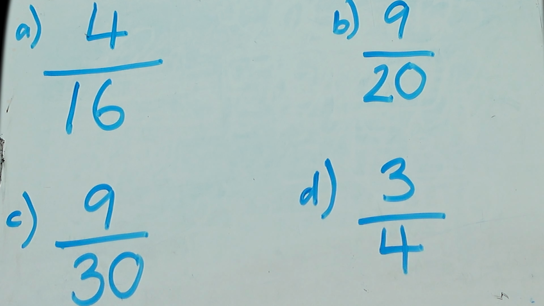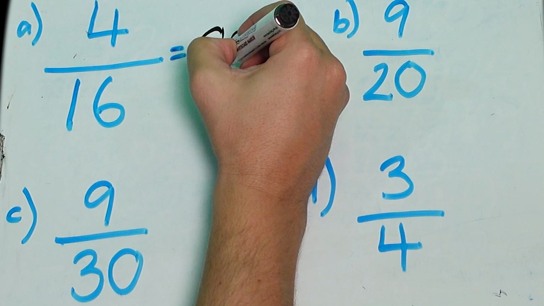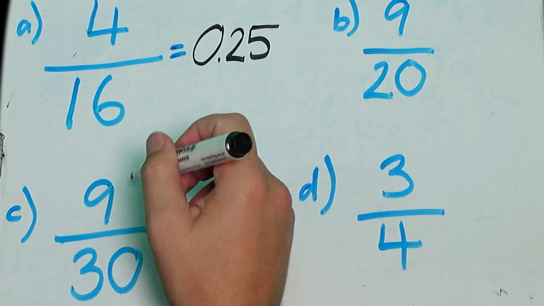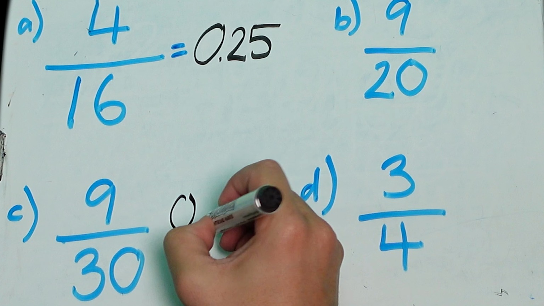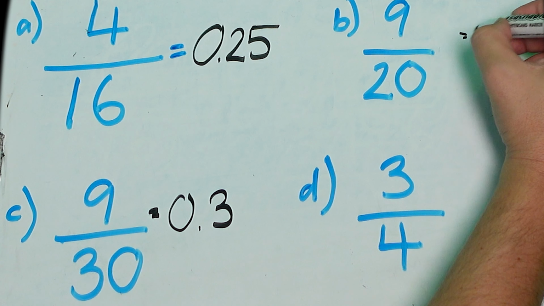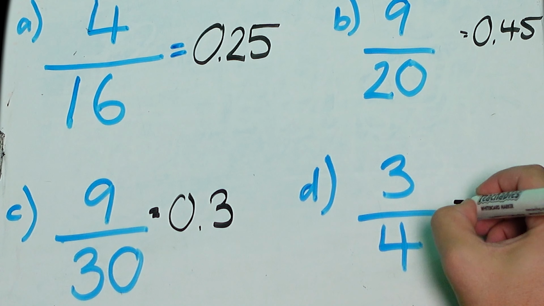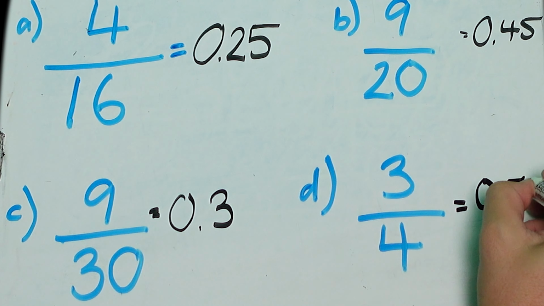So pause the video, have a go yourself, and when you're ready to mark, press play. 4 divided by 16 is 0.25. 9 divided by 30 is 0.3. 9 divided by 20 is 0.45. And 3 divided by 4 is 0.75.